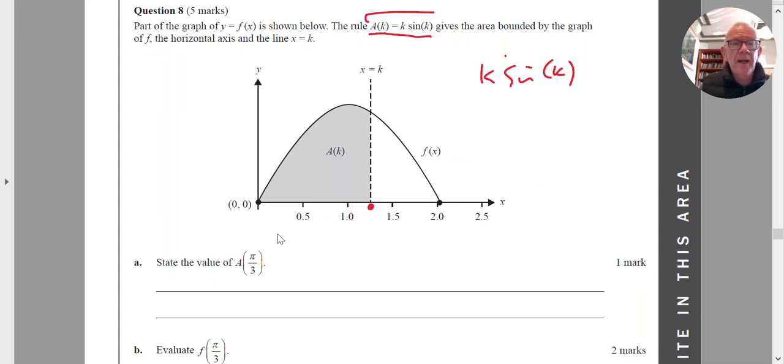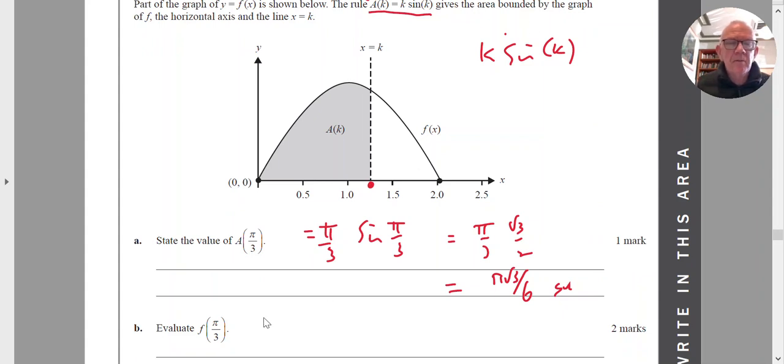So if I want A of pi on 3, I'm looking for pi on 3 times the sine of pi on 3, and that's going to equal pi on 3 times the sine of pi on 3, which is root 3 on 2, so it should be pi root 3 on 6 square units.